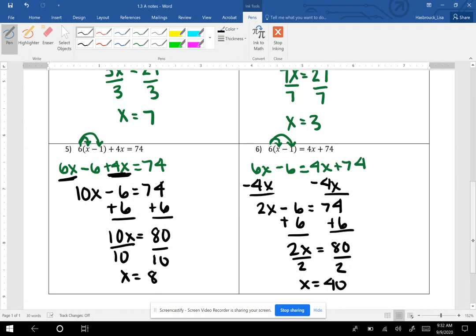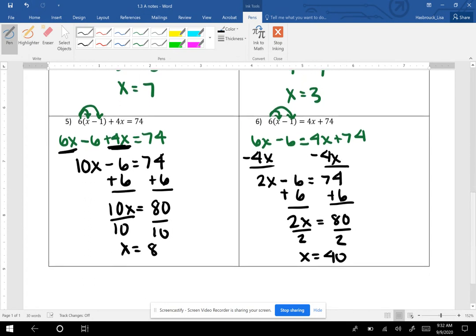Notice again, your answers are very different depending upon where the x's are located in relation to the equal sign. If you have any questions on these concepts, make sure to contact your teacher.